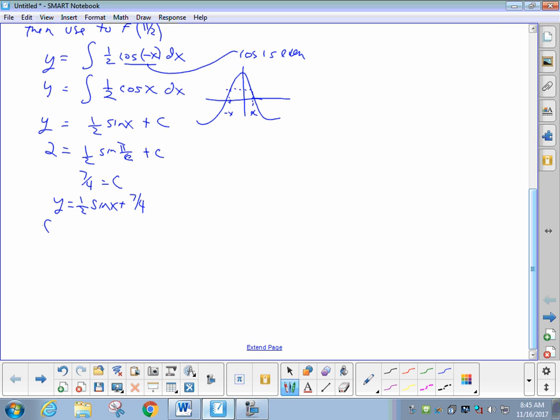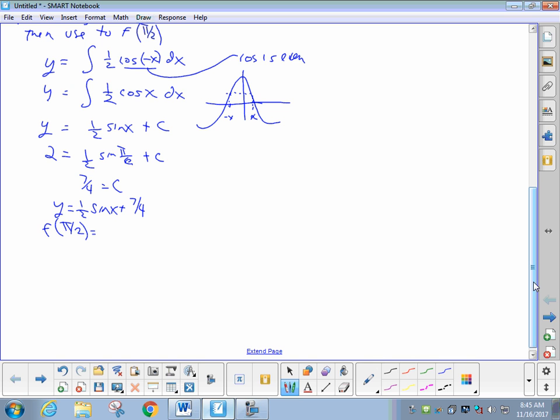So if I want y, or f of pi over 2 was the question? Was that what the question was? Yeah. Okay. Then that's 1/2 sine of pi over 2 plus 7/4. What's sine of pi over 2? 1. What's 1/2 plus 7/4? 9/4.